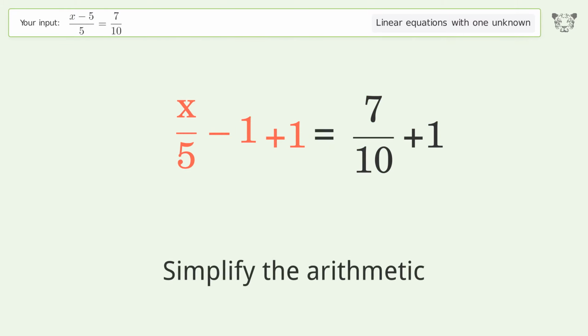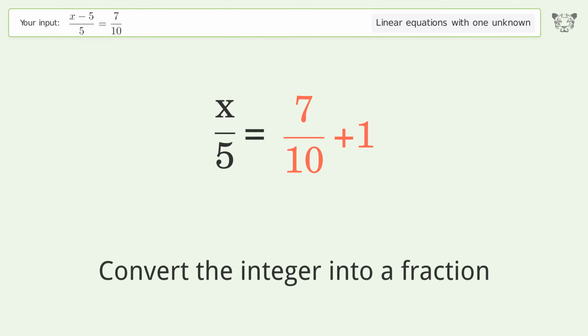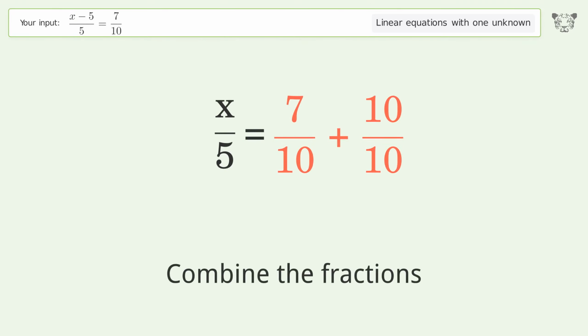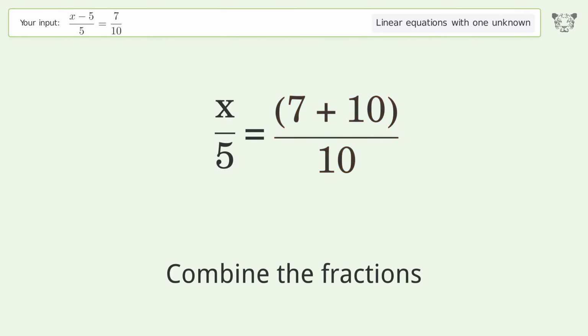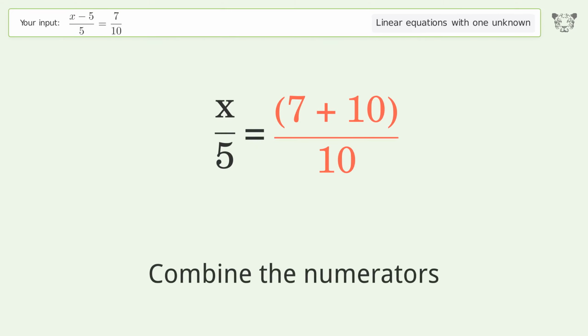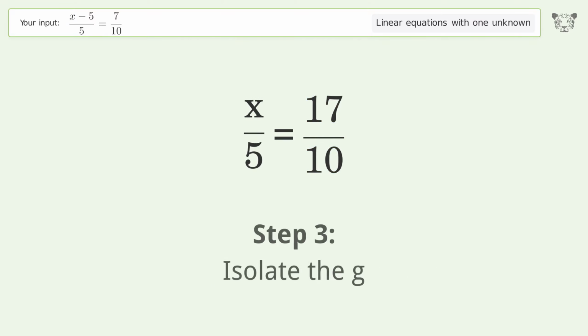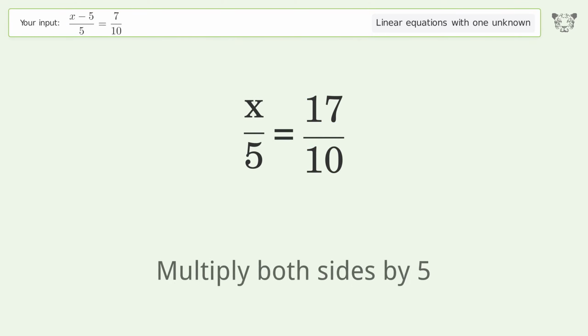Simplify the arithmetic. Convert the integer into a fraction. Combine the fractions. Combine the numerators. Isolate the g. Multiply both sides by 5.